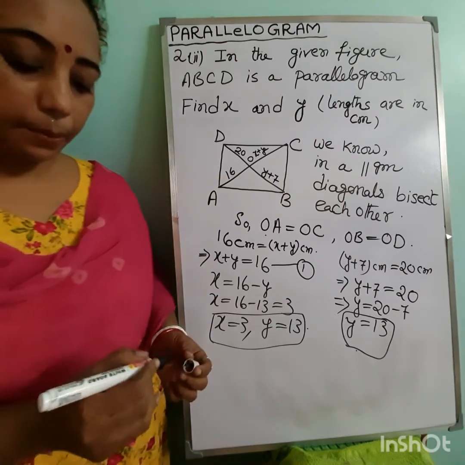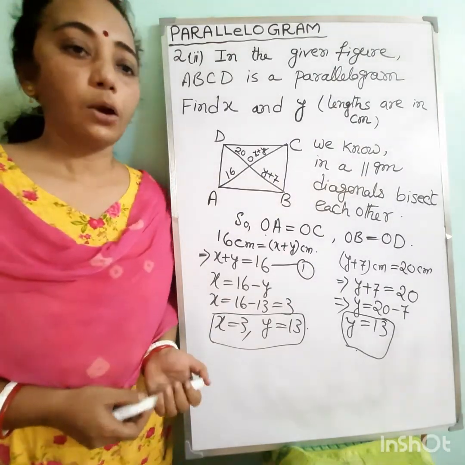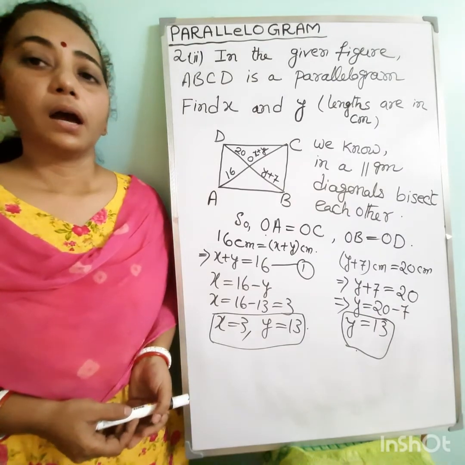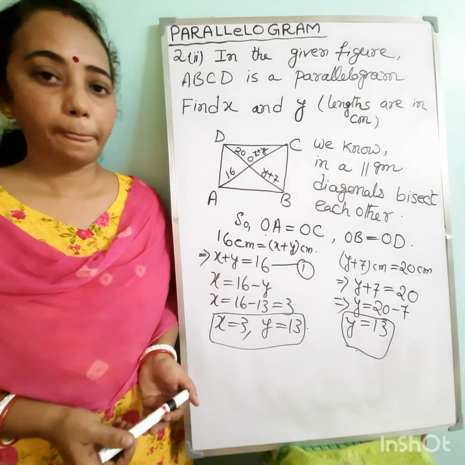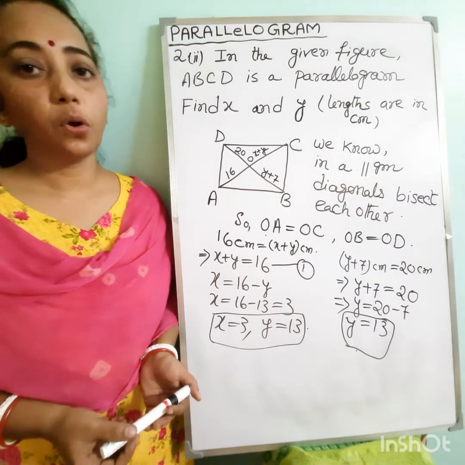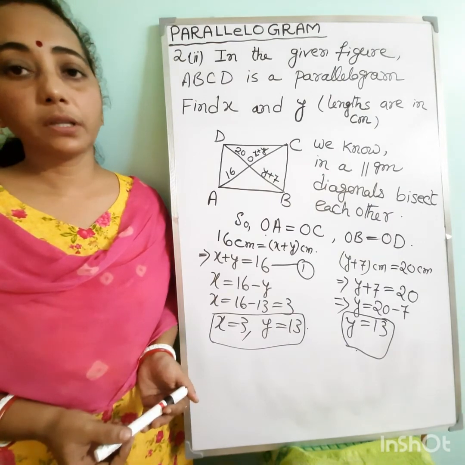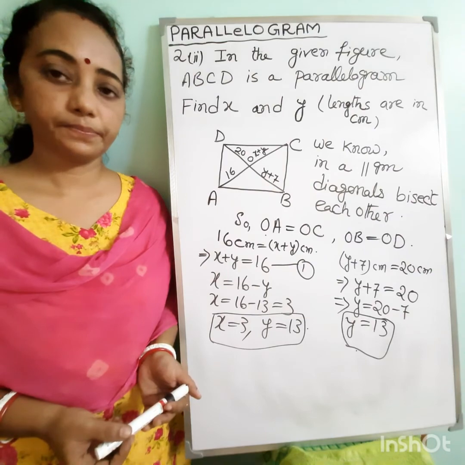So in this way, by using properties, we can find the unknown variables according to the given questions. I hope all of you understood the properties. So in the next class I will discuss some more related properties with some more special types of quadrilaterals.